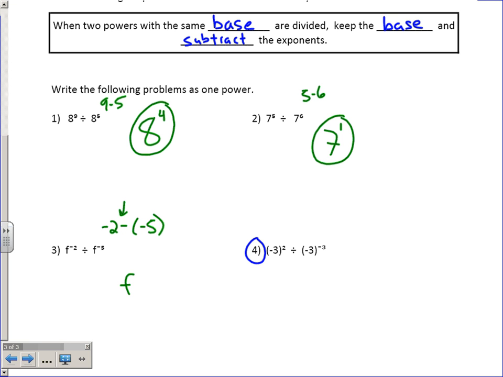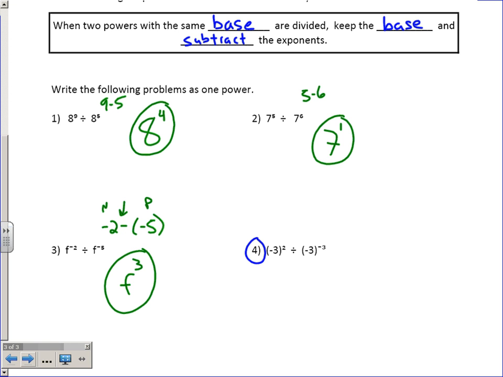Now we're going to use our sign rules. So a negative number and a positive number. So we do subtract here, which is good, because they're different signs. The number will be 3, and we keep the sign of the bigger number, which is going to be positive. So it's f to the third exponent.